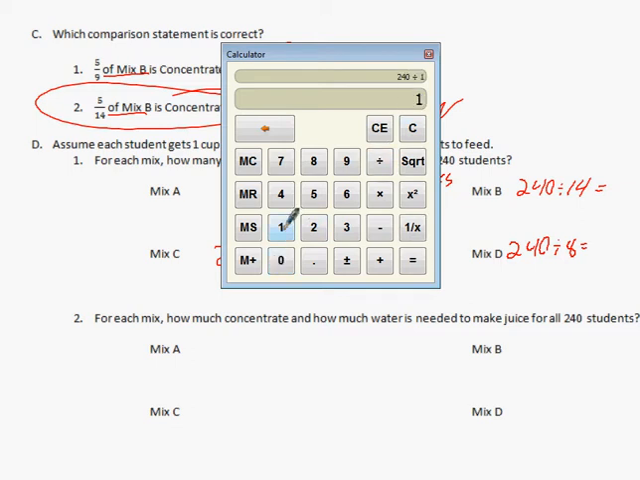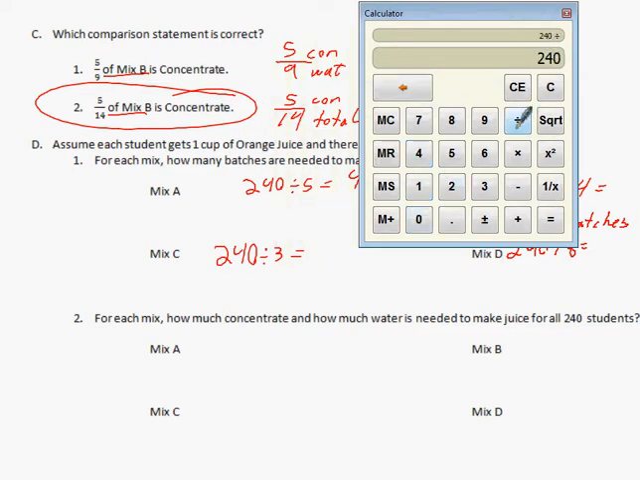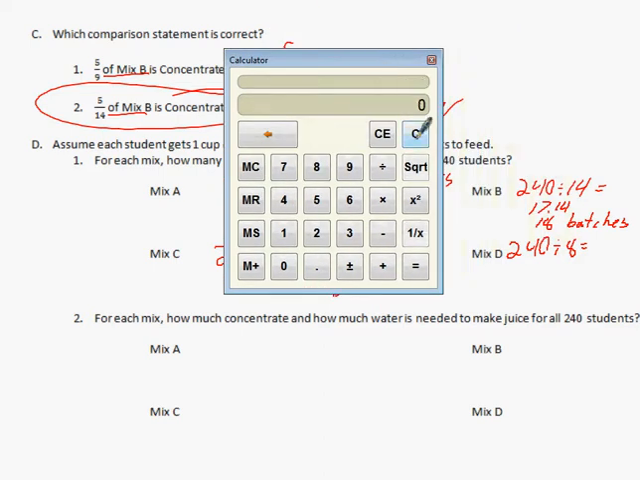240 divided by 14 is 17.14. Well, you can't really make 0.14 of a batch, so we need to round that to 18. So 17.14 and then 18 batches. Now up next, 240 divided by 3. 80 batches. And lastly, 240 divided by 8. 30 batches.